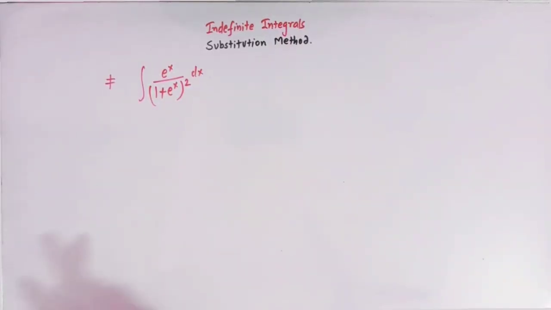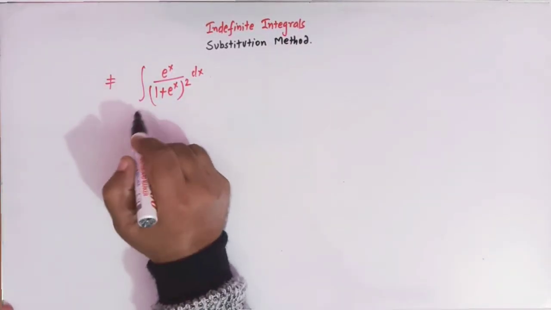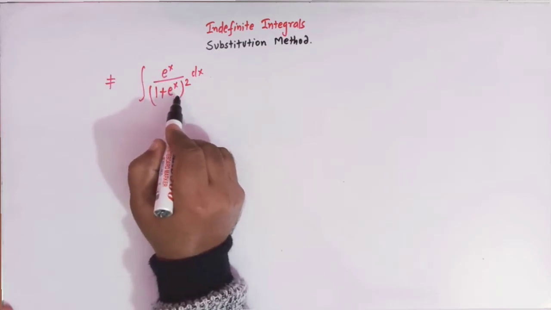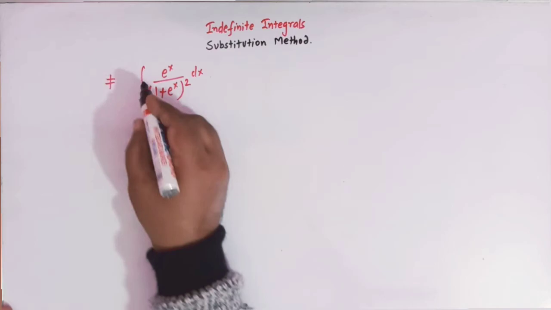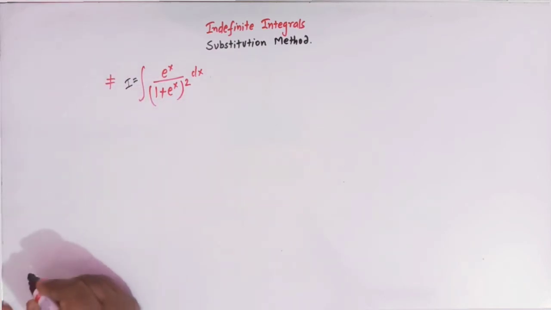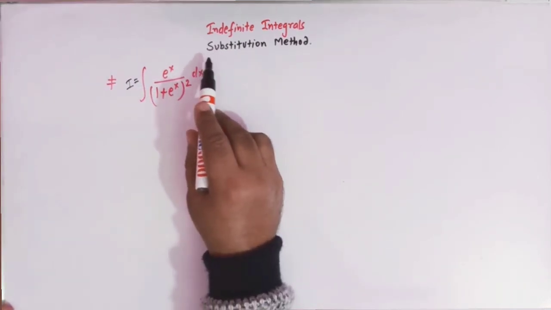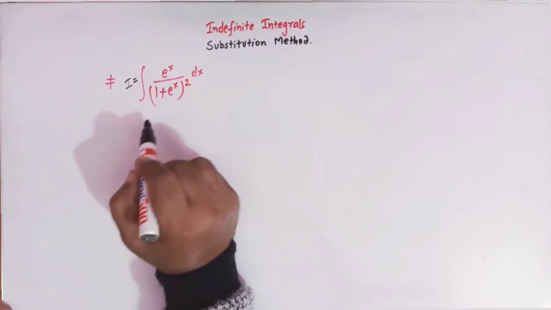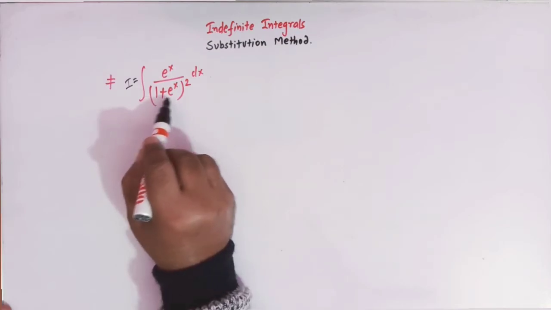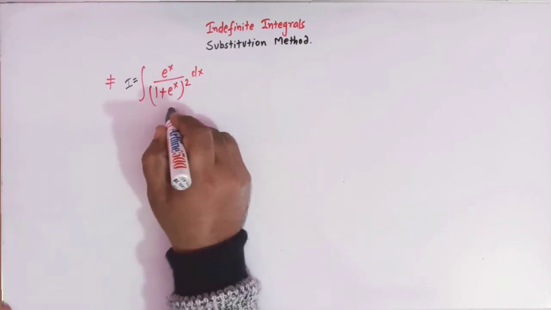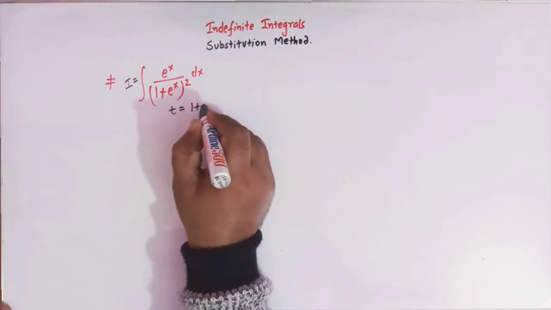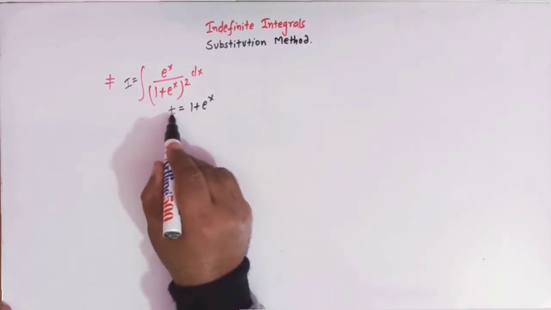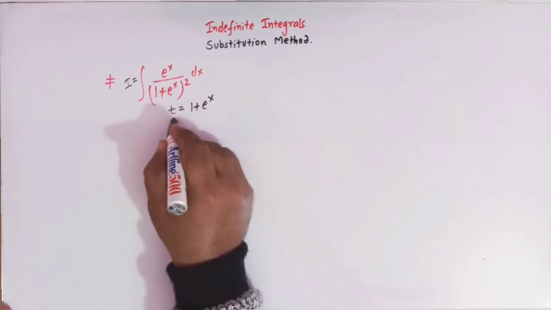So now here we have this problem, that is we have to find the integral of e raised to x divided by 1 plus e raised to x square, right? So let us call this integral as I, right? So again we'll take the help of substitution method and see that here what we will do, we'll take 1 plus e raised to x as t, right?